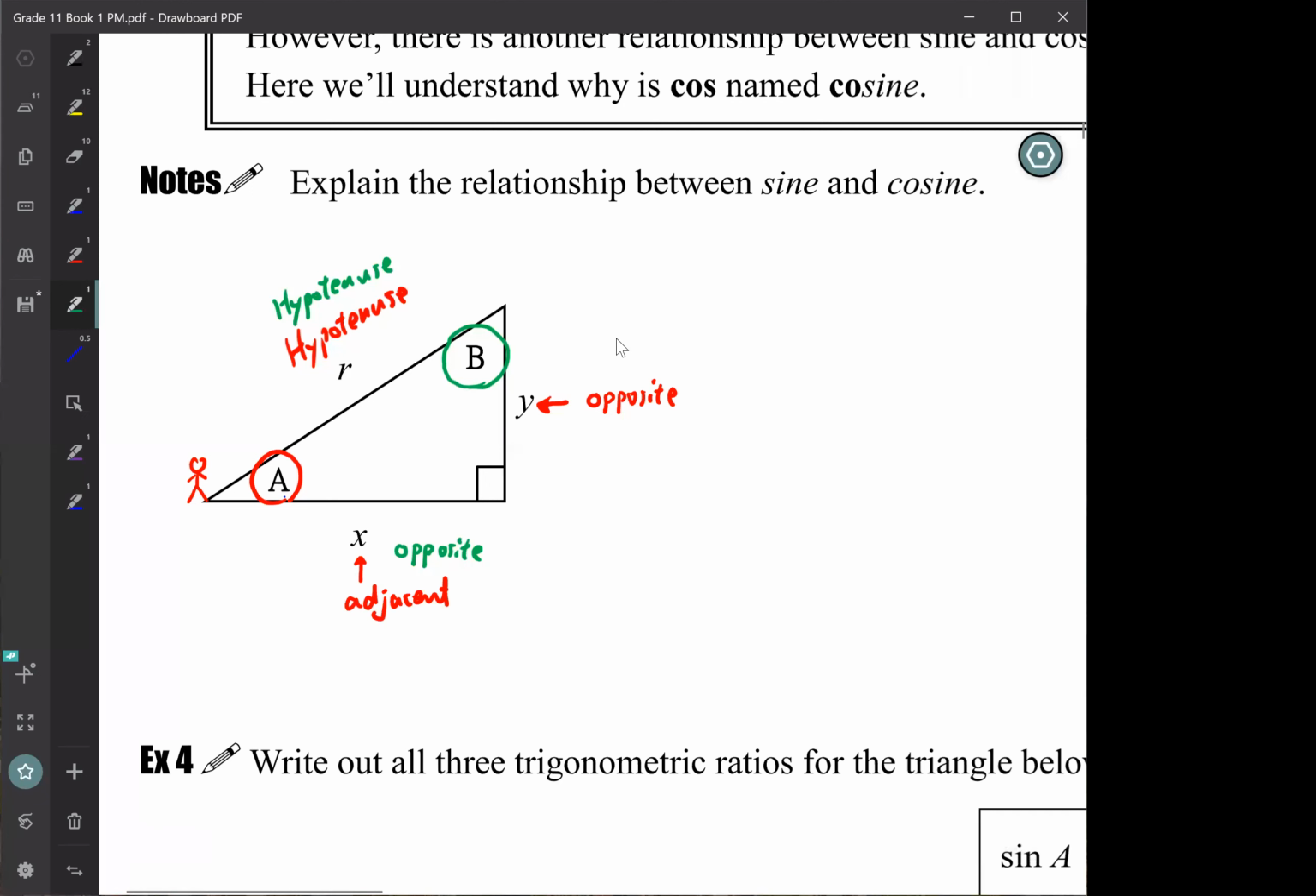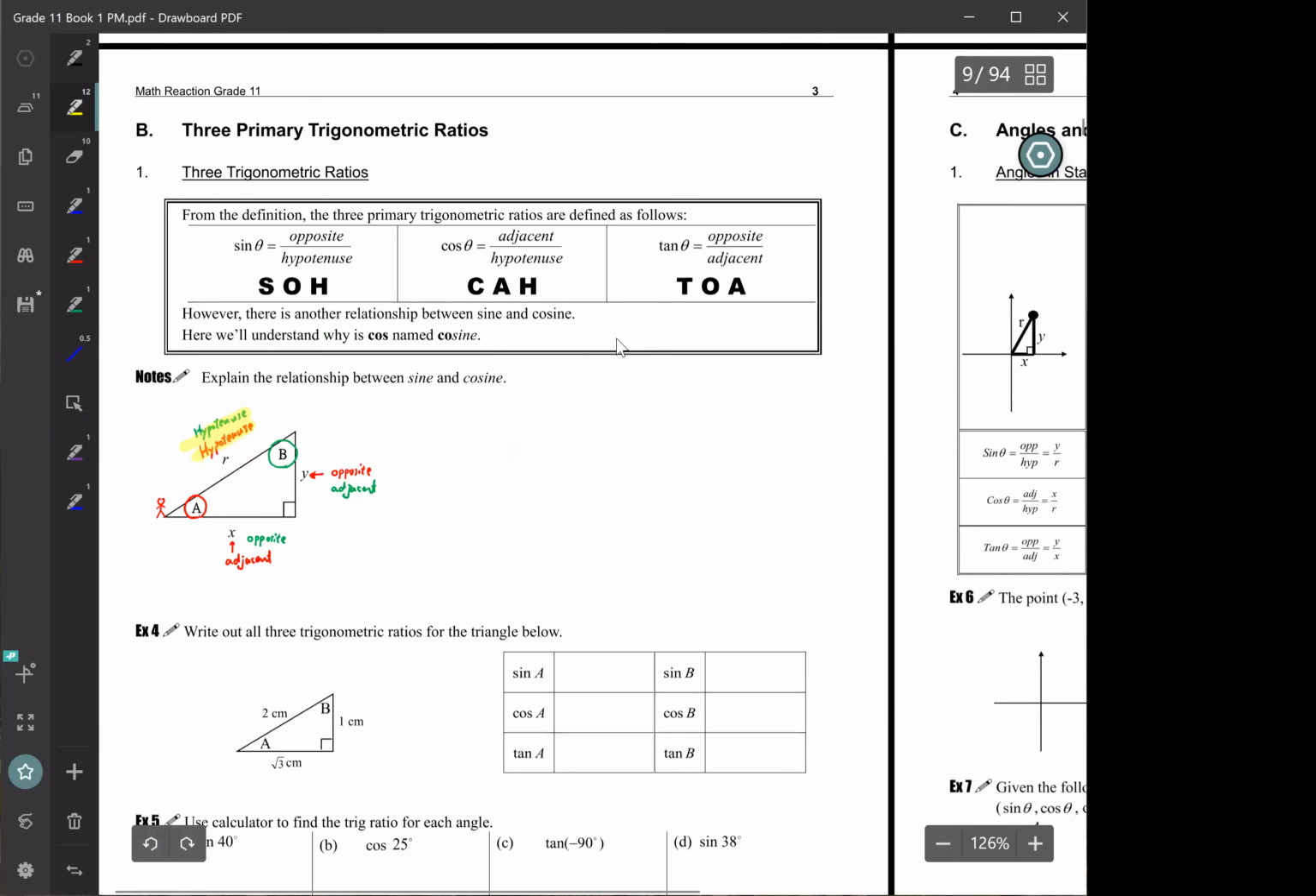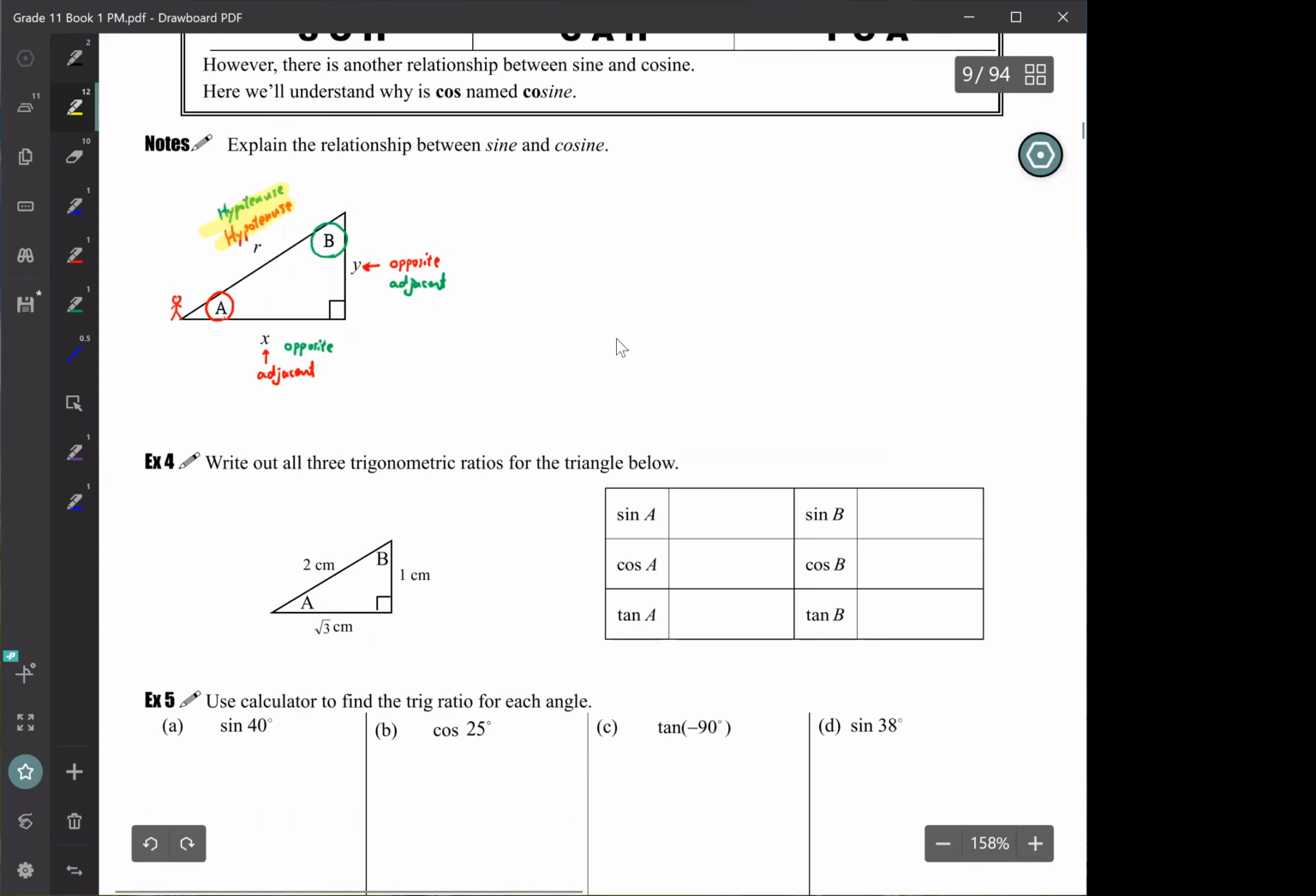And then now the Y will become the adjacent. Okay, so for the green, if you look from angle B, the names will be the green letters. And looking from A, the names will be the red. So depending on where you look from. Just remember the hypotenuse never changes. It's always the same. So based on this, let's complete the chart.